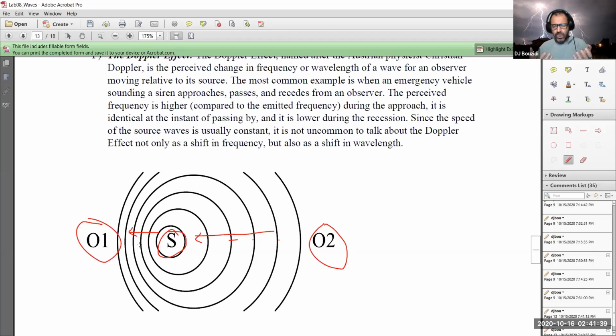Without looking at the source, you could tell if the source is coming to you or not just by studying the frequency of the sound, okay? This is true for sound, true for light, true for everything, okay? So this is when the source is moving.